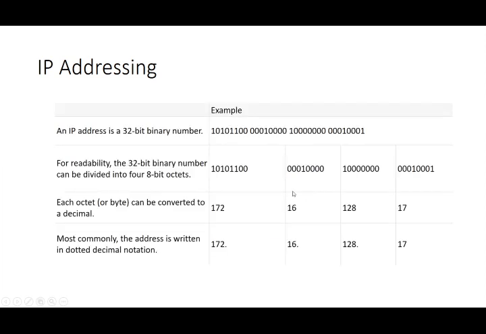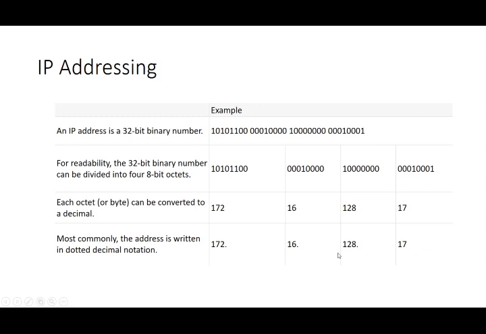And the same for the next octet, we will get 16, and the same for the next one, 128, and for the next one, 17. So each octet has a decimal value. We separate those values with a dot, or decimal point, which is much easier to remember and a much easier number to communicate as opposed to a binary value.